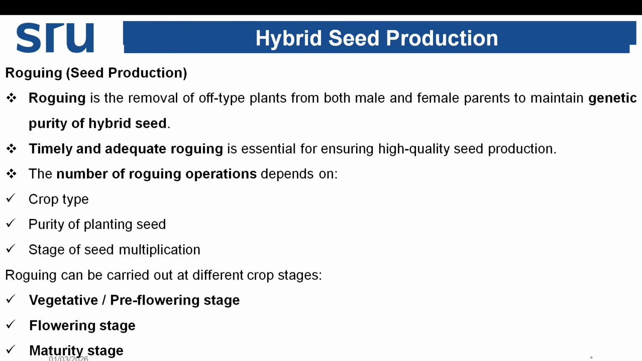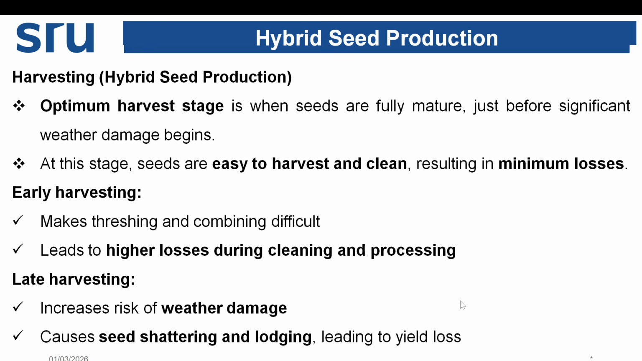Then next, most important, roguing. So roguing is the removal of off-type plants from both male and female parent to maintain the genetic purity of hybrid seed. So timely and adequate roguing is essential for ensuring high quality seed production. The number of roguing operations depends on crop type, purity of planting seed, and stages of seed multiplication. Roguing can be carried out at different crop stages like vegetative stage, flowering stage, and maturity stage.